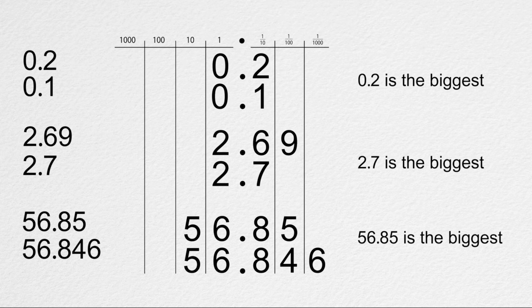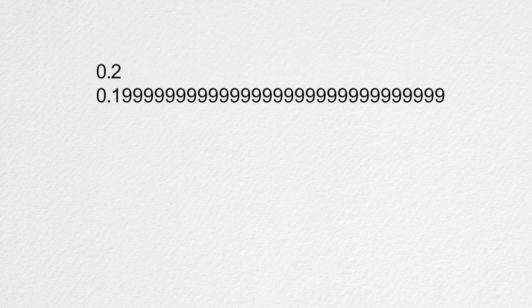I want to point out at this stage that when comparing decimal numbers, the number of digits after the decimal point doesn't necessarily determine the size of a decimal. Let's look at a couple of examples to further illustrate this. If we look here, we have 0.2 and 0.199999999 and so on.